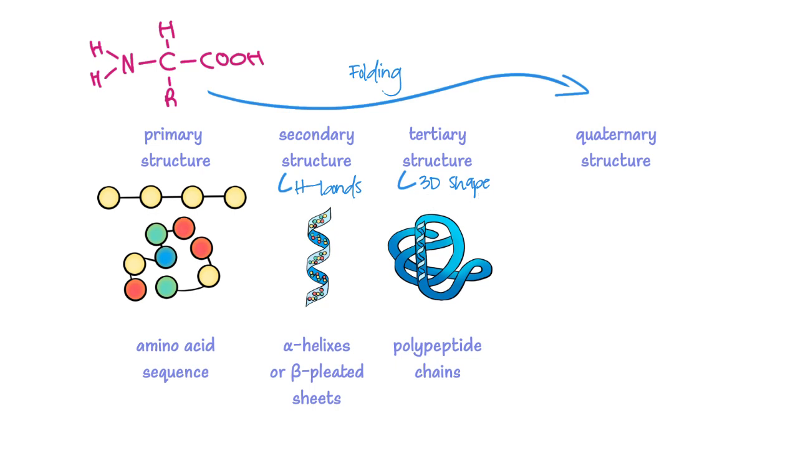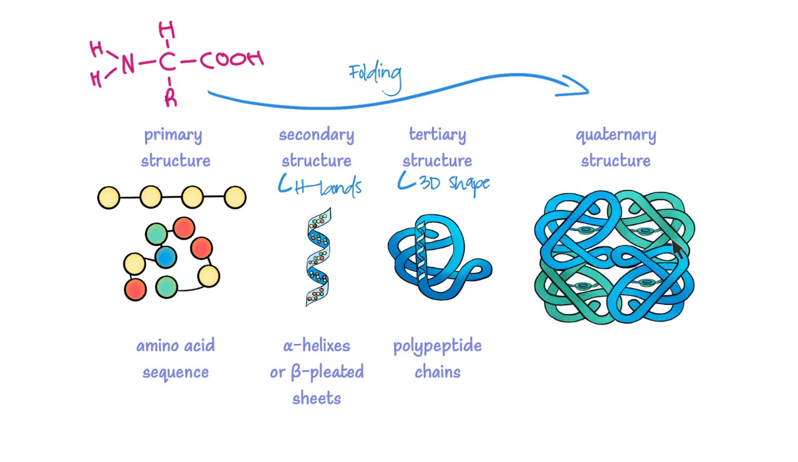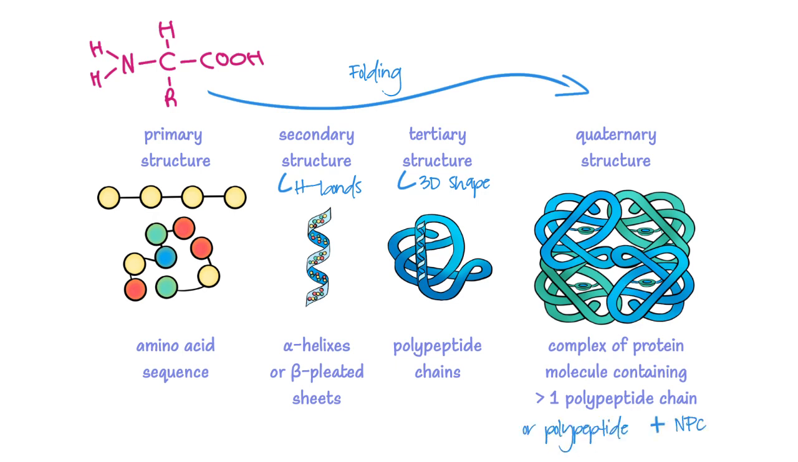Now, with some proteins, it doesn't even end here. Next, you can have a quaternary structure. This happens when you have more than one polypeptide interacting with each other and sort of binding to form a quaternary structure. Or it can happen when a polypeptide binds with a non-protein component.